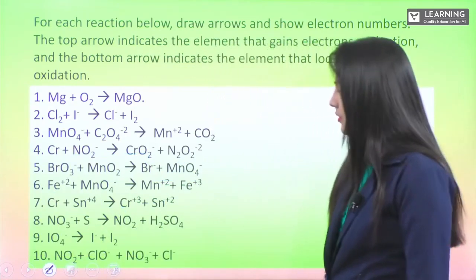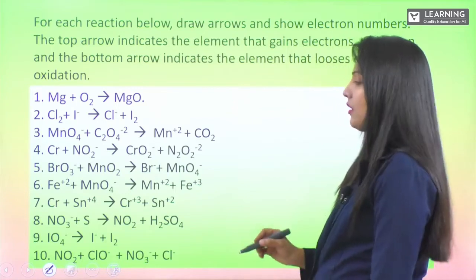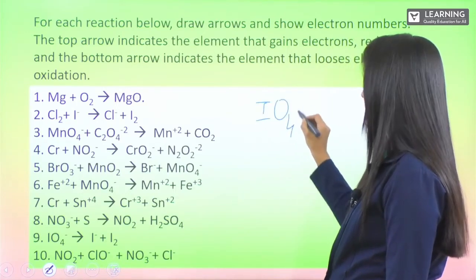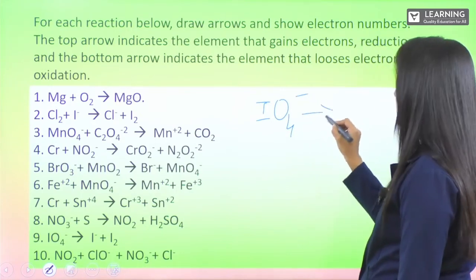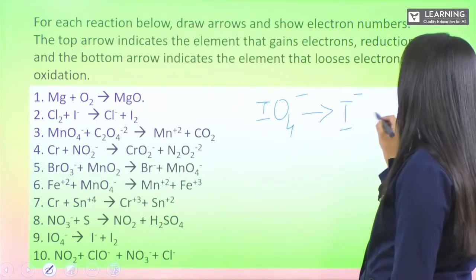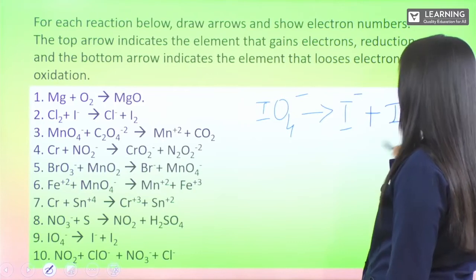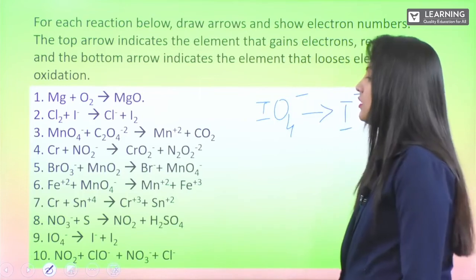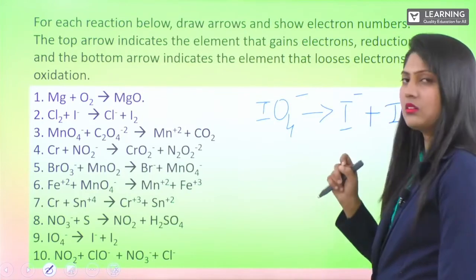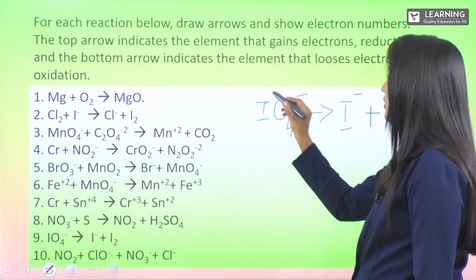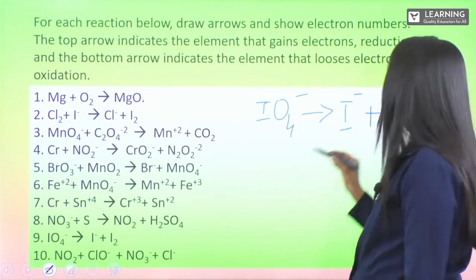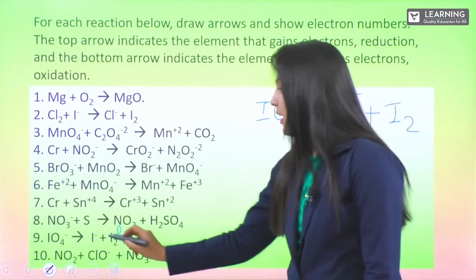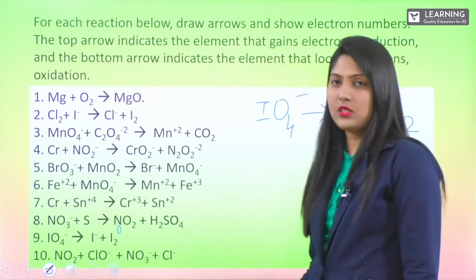Next we have I. Here students, you can see IO4 minus plus I minus giving rise to I2. Here we don't have the oxygen, that is a separate thing. You can just check with the I here. We are about to find the oxidation number of I. So here I2 is the elementary form, so it is 0. I minus is an ion, so we have minus 1.